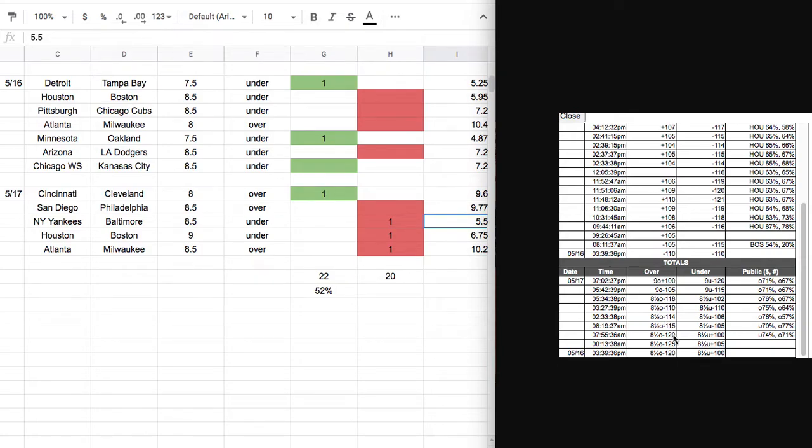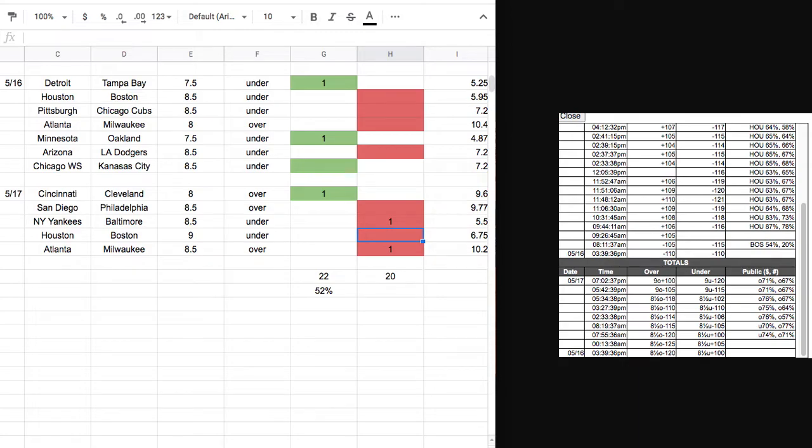So let's take a look at this Houston Boston game. Check this out. So this line was 8.5. I think it was 8.5 to start today. Look what happens at 5:42. It bumps to 9. So we were on the under via the model, but we have a conflict because the line movement is favoring the over here. So that would have been a pass.